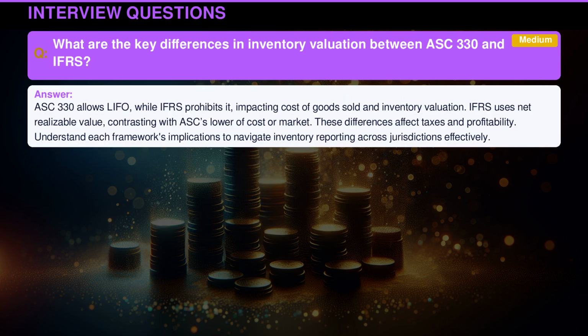ASC 330 allows LIFO, while International Financial Reporting Standards prohibits it, impacting cost of goods sold and inventory valuation. International Financial Reporting Standards uses net realizable value, contrasting with ASC's lower of cost or market. These differences affect taxes and profitability. Understand each framework's implications to navigate inventory reporting across jurisdictions effectively.